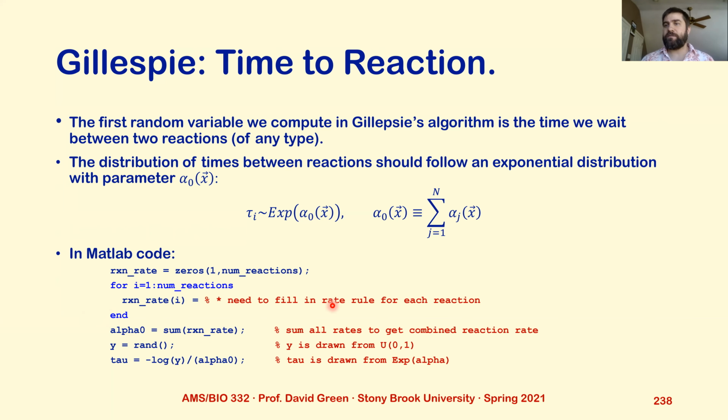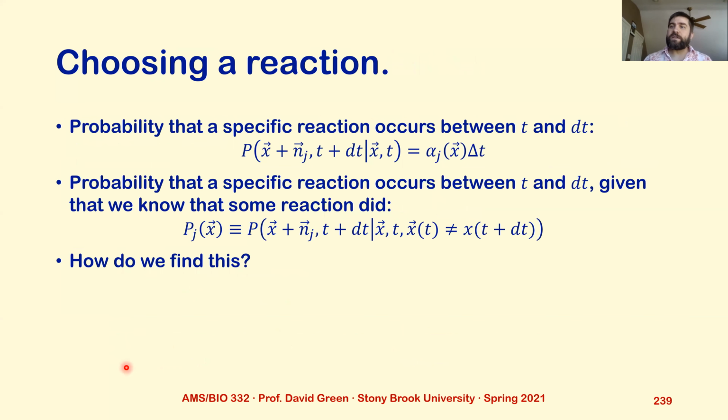We have everything we need to compute the time to reaction. We draw a number from a uniform distribution between 0 and 1, and then we transform that by taking the natural log of that, negative, and dividing by the alpha naught that we calculated. And that is the time we wait. How long did we wait till the next reaction? Once we have the time we wait to the reaction, we now have to figure out which reaction happened.